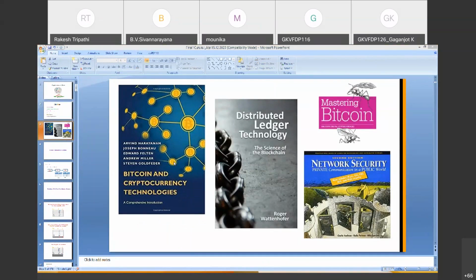The second book is Distributed Ledger Technology and the Science of Blockchain. Again, this is a very nice book. If you want to appreciate blockchain, the underlying framework which is one of the most important for the success of Bitcoin, how blockchain works, and what the shortcomings of this framework are, you will find it in this book. And Mastering Bitcoin, since my slides cover Bitcoin, some of the images I have taken from Mastering Bitcoin. And this Network Security book by Radia Perlman is again a very good one. You can go through it. Now let us start with our actual stuff.